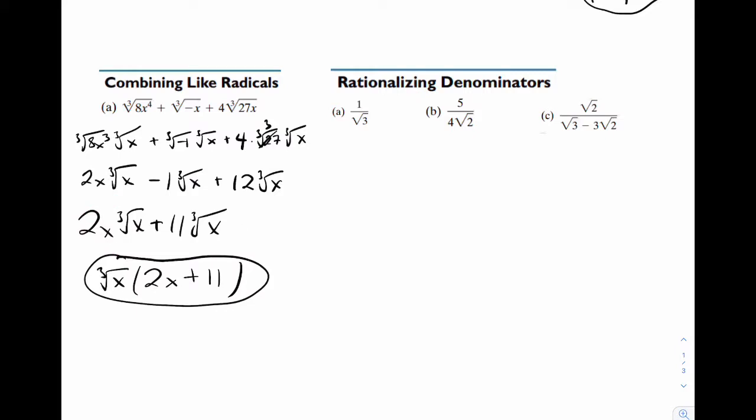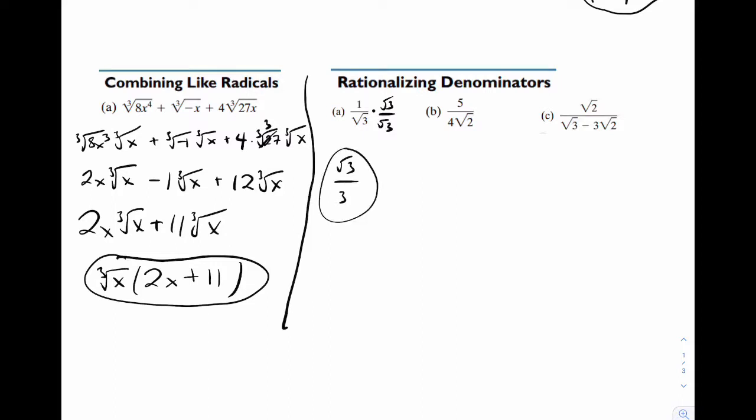Okay, last concept, rationalizing the denominator. So again, this should be familiar from Algebra 1. We just don't want a radical on your denominator, so let's multiply by radical 3 here to get rid of it. And our answer is root 3 over 3.